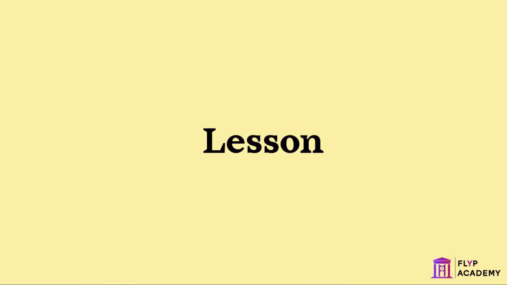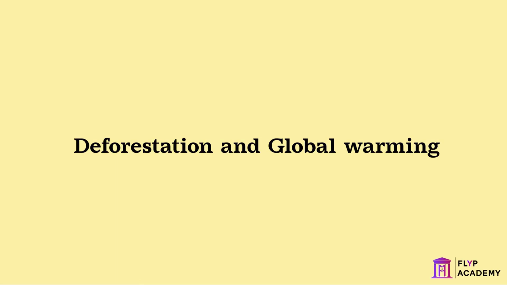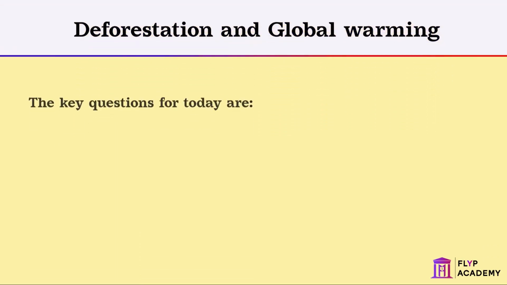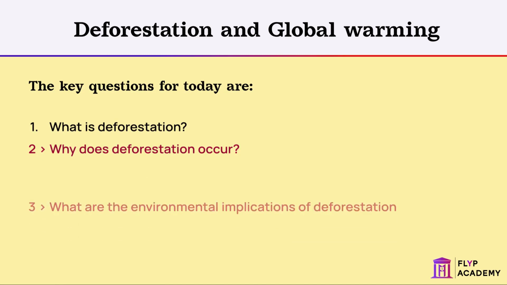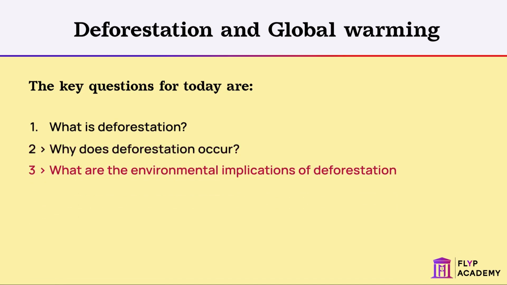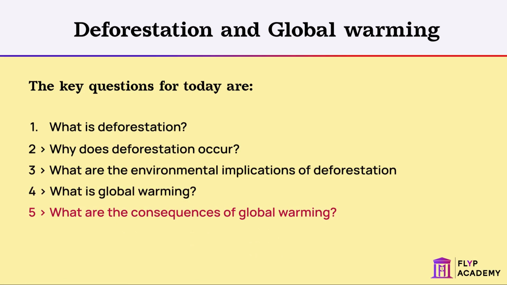Welcome to our lesson on deforestation and global warming. The key questions for today are: 1. What is deforestation? 2. Why does deforestation occur? 3. What are the environmental implications of deforestation? 4. What is global warming? 5. What are the consequences of global warming?